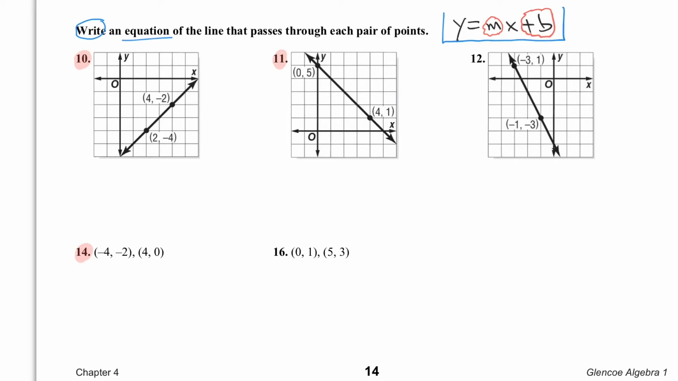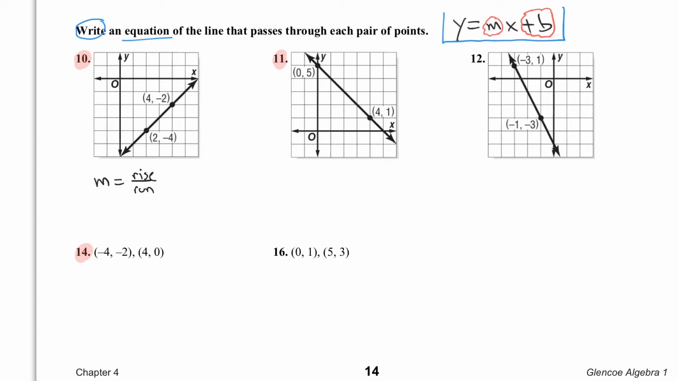So looking at number 10, you know that the line is going uphill right here, and I know that when it goes up, my slope is going to be positive. So m equals positive. I need to find the rise and the run. To find the rise and the run, we start by making a fraction. I need the rise on the top, the numerator, and the run on the bottom, the denominator.